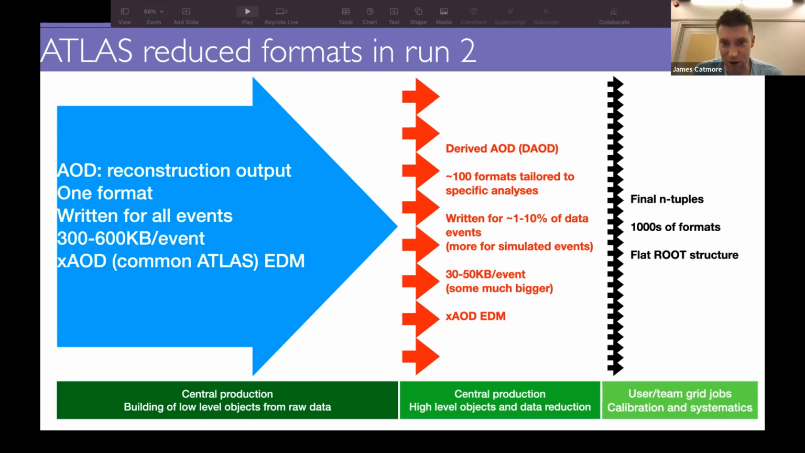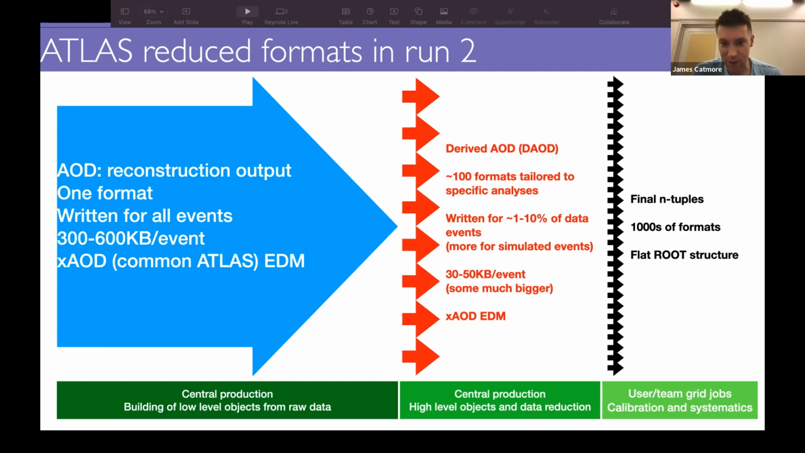They were skimmed in Run 2. We typically tried to write not more than between 1% and 10% of the events, with a strong preference towards the lower end of that range. Per event, they were typically something like 30 to 50 kilobytes, because the per-event content was very much the same across all of these different formats. On the other hand, some of them were much bigger because they required specific branches for very specific purposes. Again, these were written with the xAOD EDM, in other words, they had the same look and feel as the output of the reconstruction.